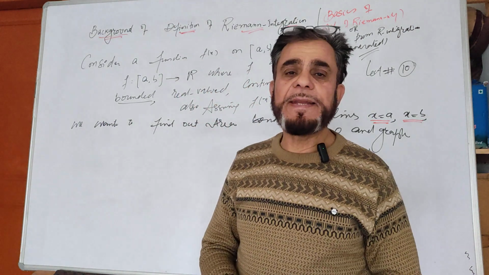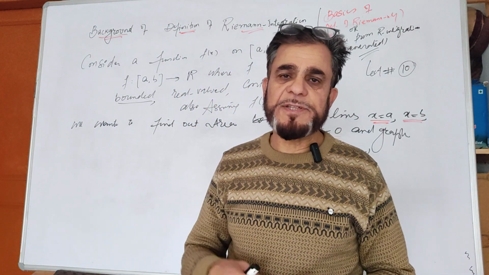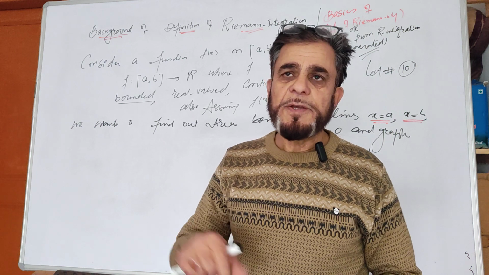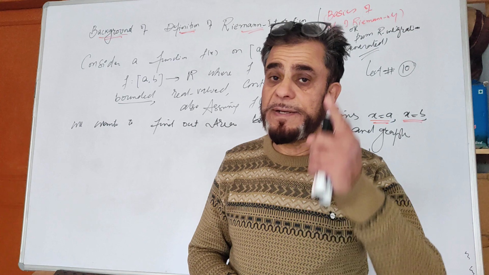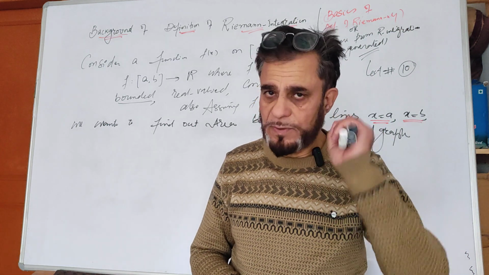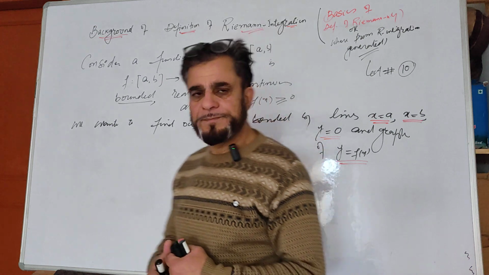When you find out the area from point A to point B, x is equal to A to x is equal to B, you use the concept of definite integral. That is also known as fundamental theorem of integral calculus. But that is the consequence of this Riemann integration.